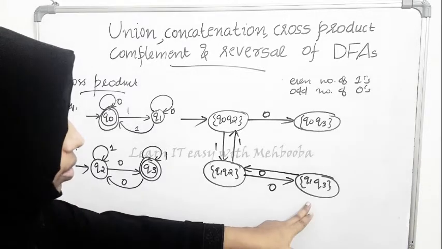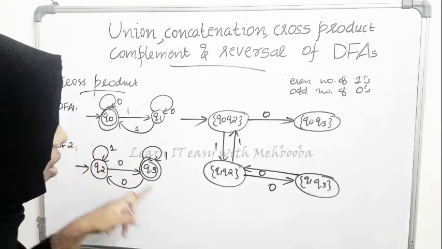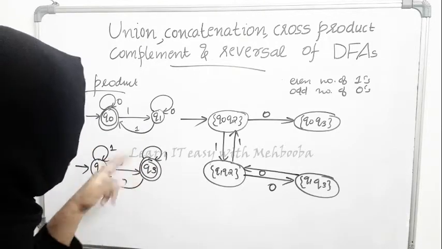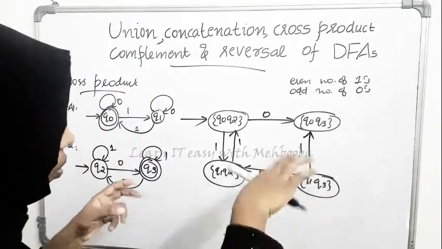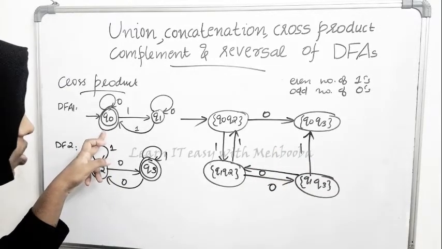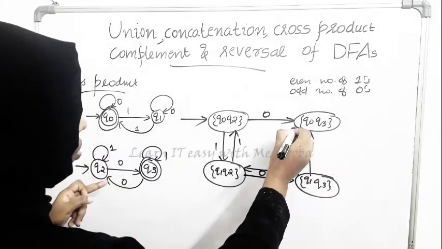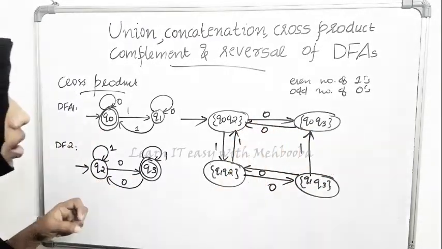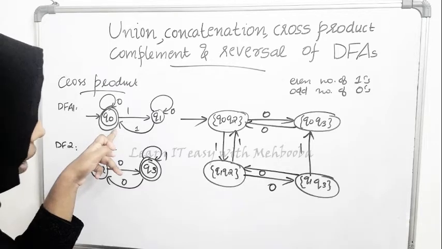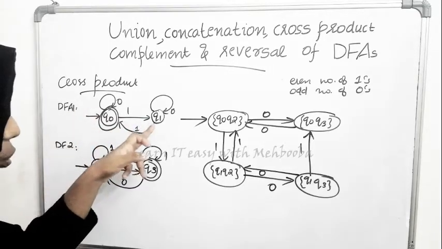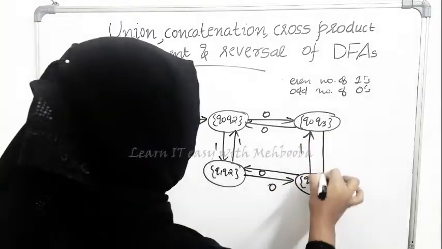Now from Q1, Q3, from Q1 on 1 you have a transition to Q0, and from Q3 you have a transition to itself on 1. So you can mark this on 1. Now from Q0, on 0 you have a transition to itself, and from Q3 you have a transition on 0 to Q2. So you can mark this. Now from Q0 you have a transition on 1 to Q1, and from Q3 you have a transition on 1 to itself. So you can mark this.